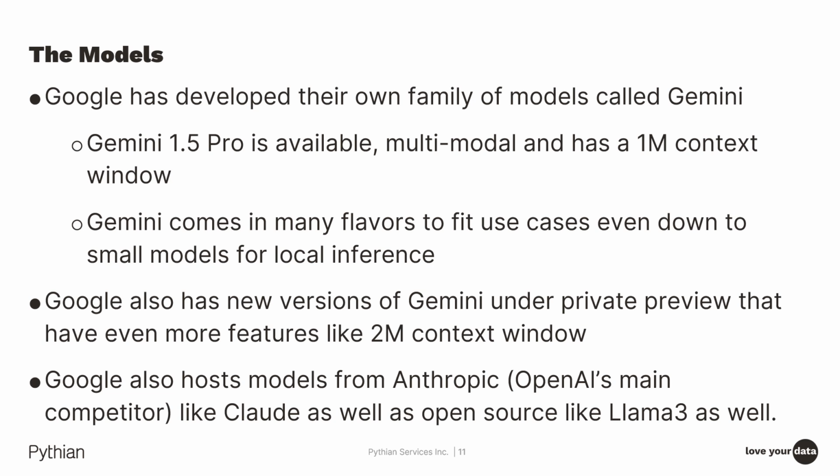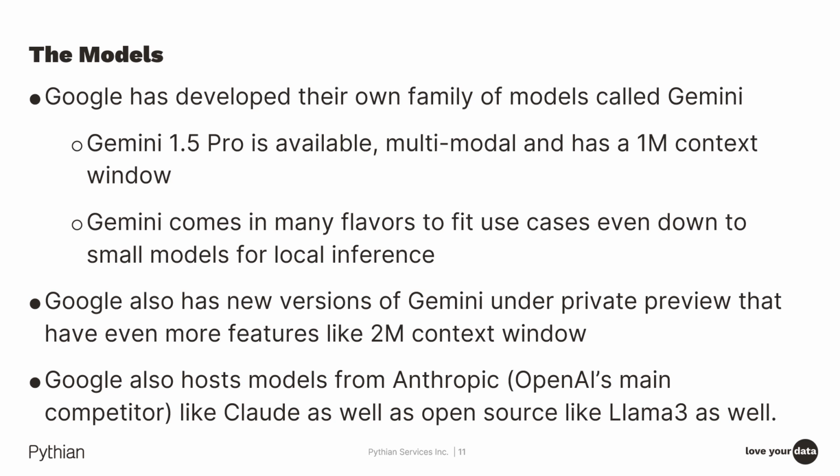Google is also continuing to invest in their first-party models, so there are new versions of Gemini already in private preview that have even more features, like a 2 million token context window. Google has even mentioned that internally they are testing models that have even 20 million tokens of context window, and this translates to being able to give it larger books in a single call, larger code bases. You could feed it large amounts of video, audio, and so on.